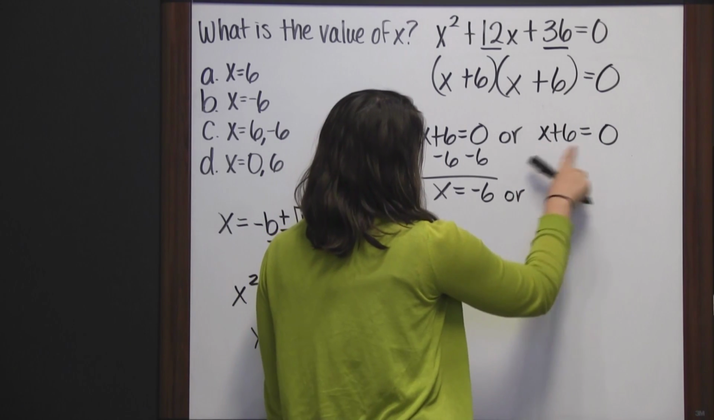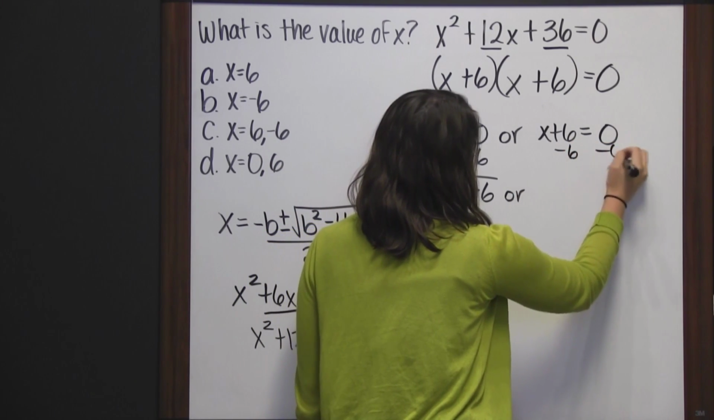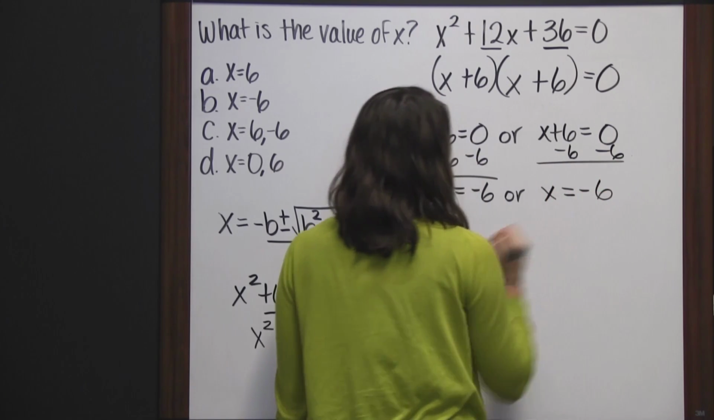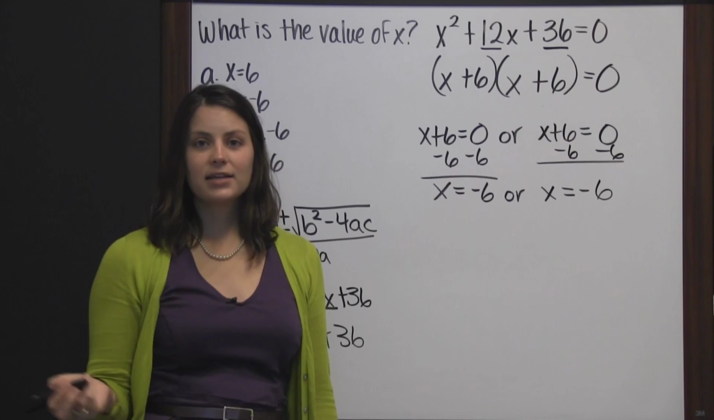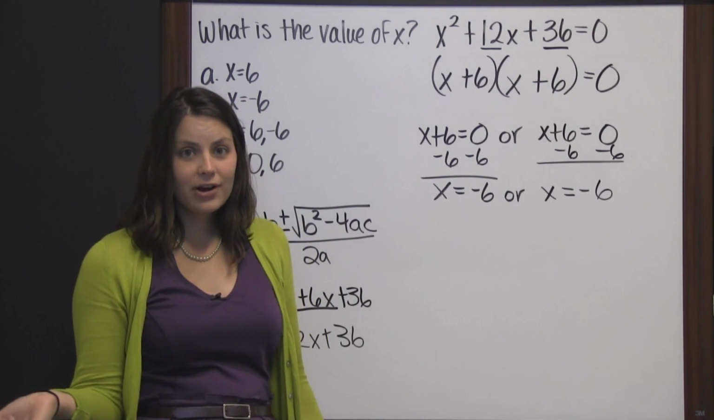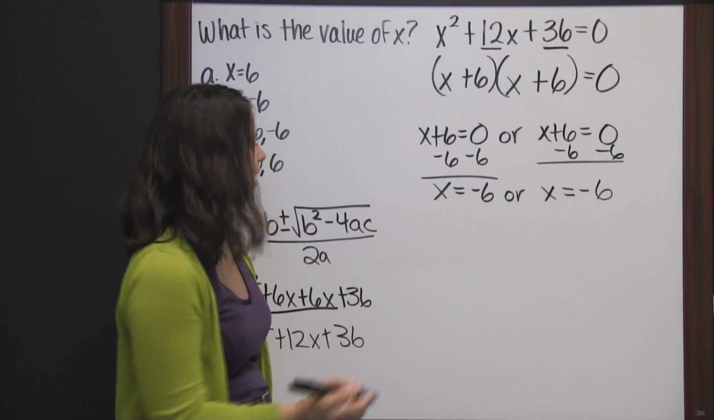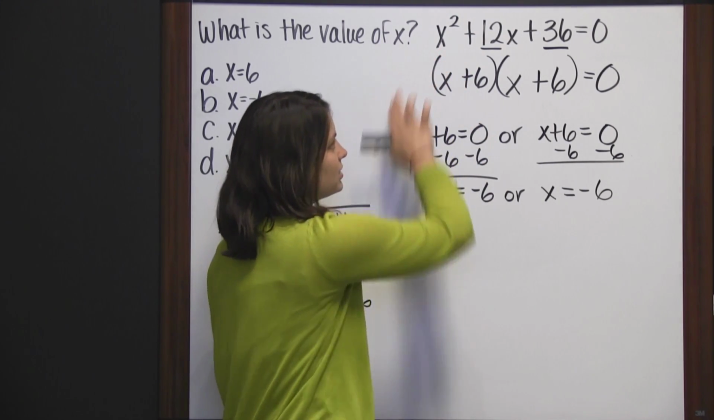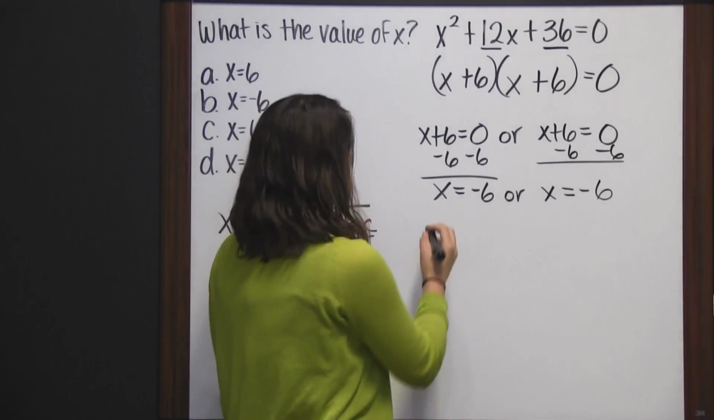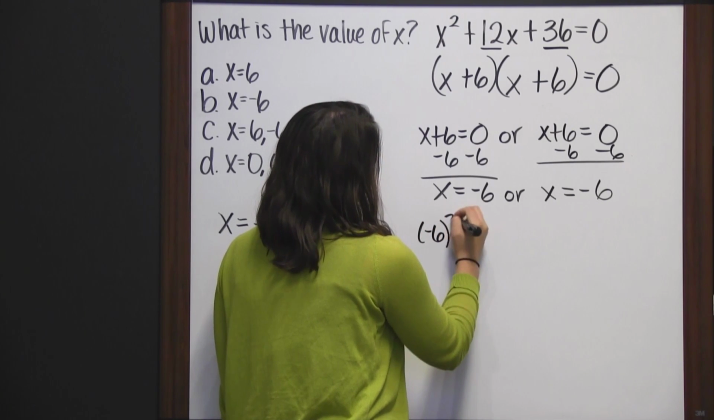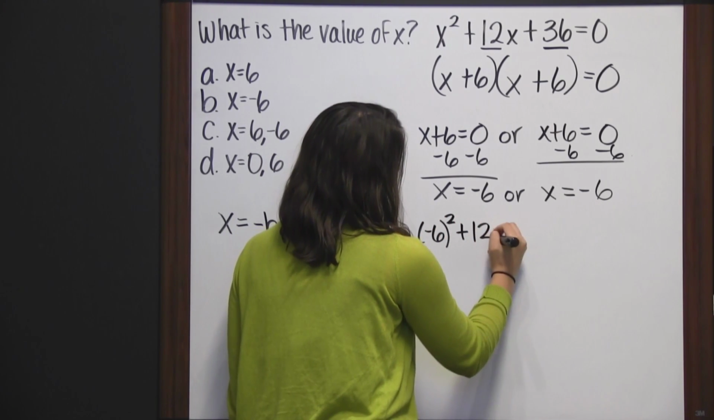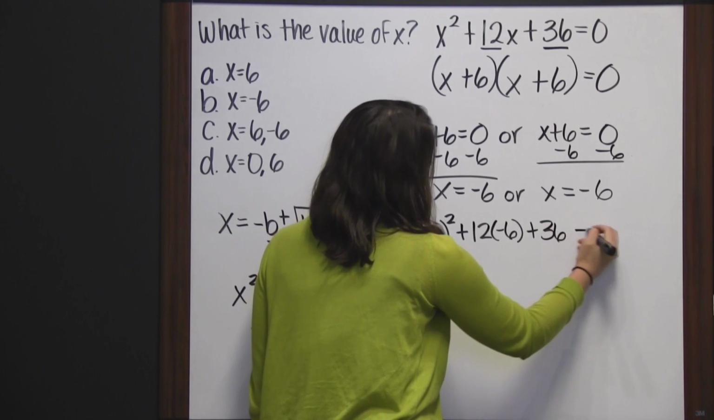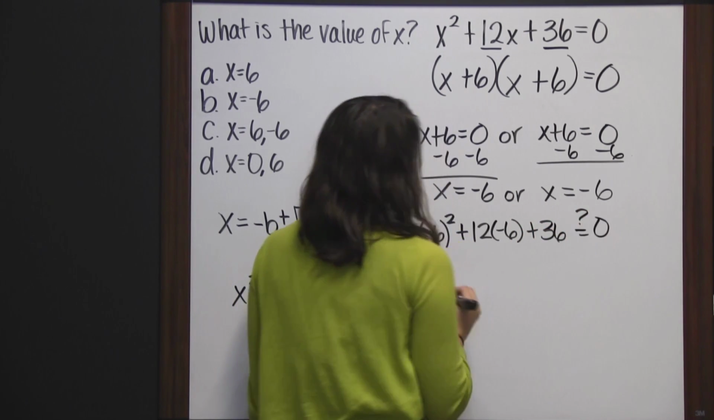Or, again, to solve for x, we need to subtract 6 from both sides. So we have x equals -6. That means that x is either -6 or it's -6. And you can substitute that solution back in for x and check to see that it really does work. So that's -6 squared plus 12 times -6 plus 36. And what I want to know is, does that equal 0?